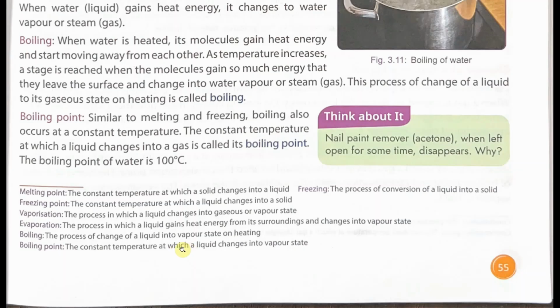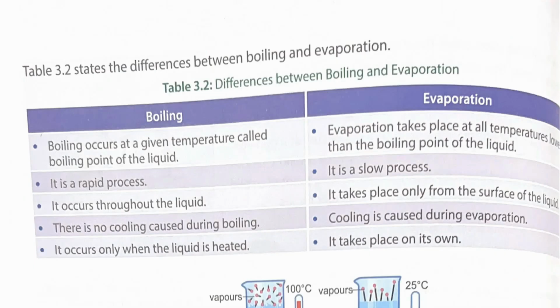Let's pause for a moment and look at the definitions at the bottom of this page. So this table states the difference between evaporation and boiling. Boiling occurs at a given temperature called boiling point of the liquid. Evaporation takes place at all temperatures lower than the boiling point of the liquid. Boiling is a rapid process. Evaporation is a slow process. Boiling occurs throughout the liquid. Evaporation takes place only from the surface of the liquid.